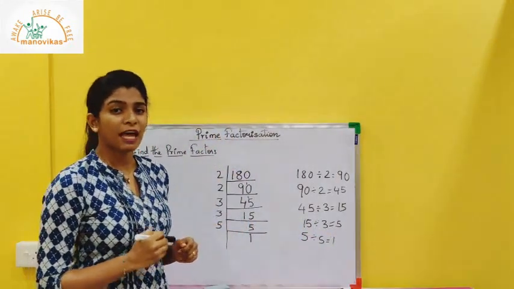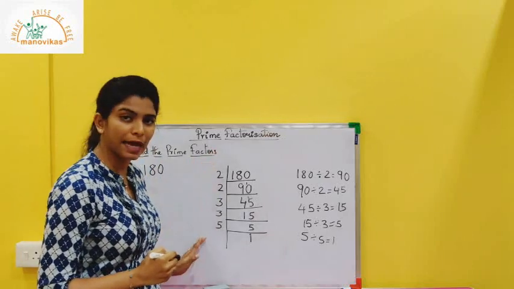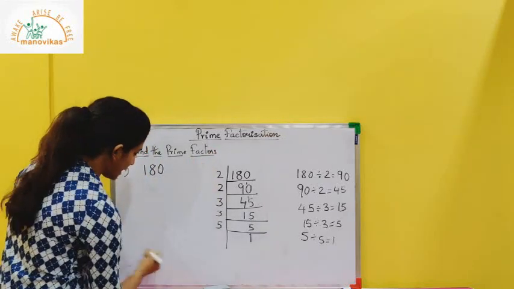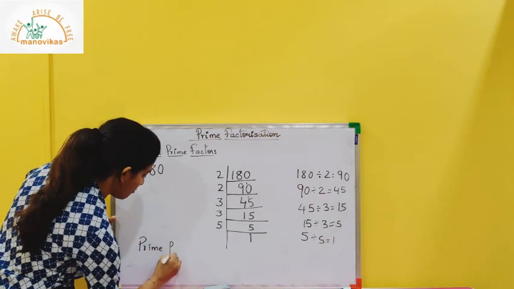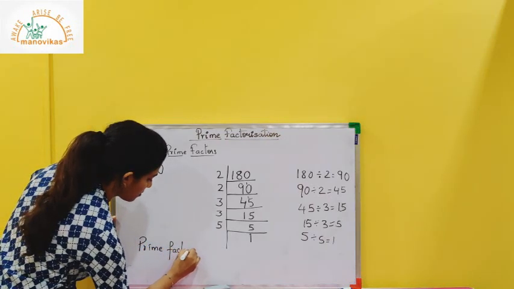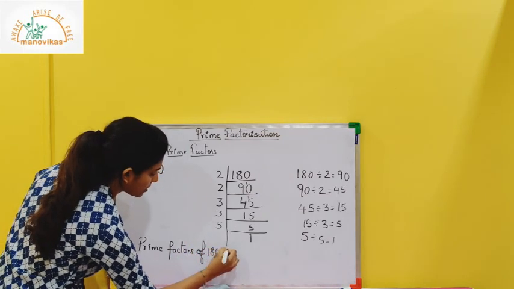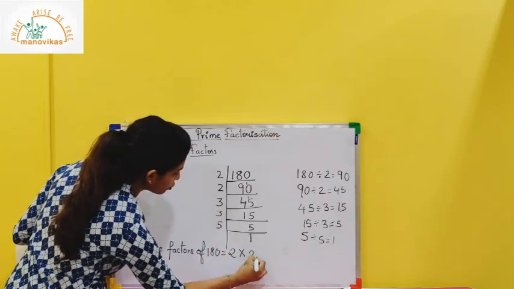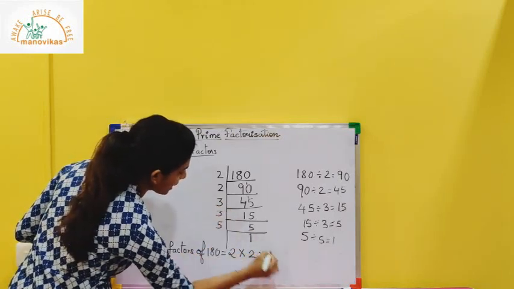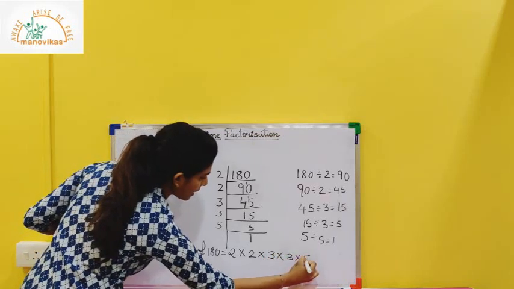Now we write the prime factorization of 180 as the product of all its prime factors. Okay, so I write prime factors of 180 is equal to 2 multiplied by 2 multiplied by 3 multiplied by 3 multiplied by 5.